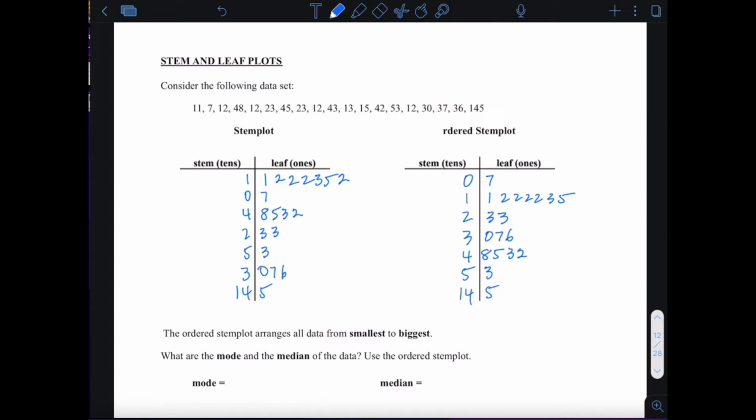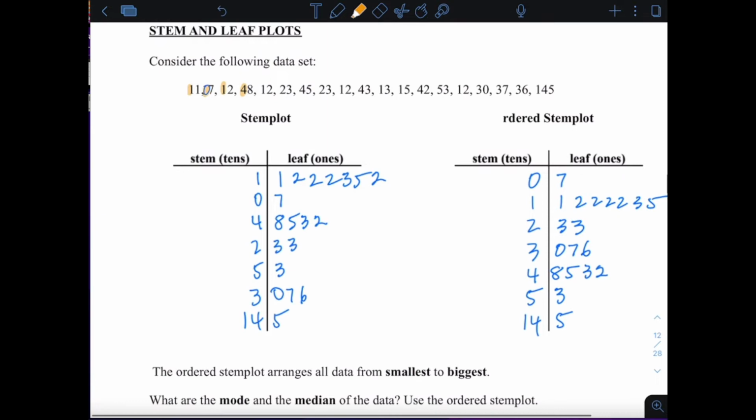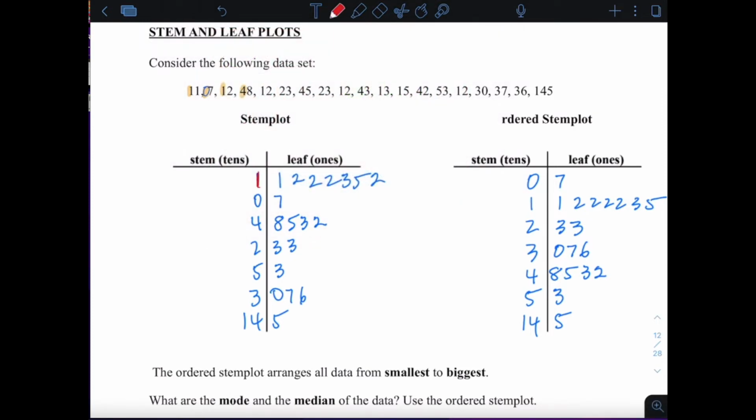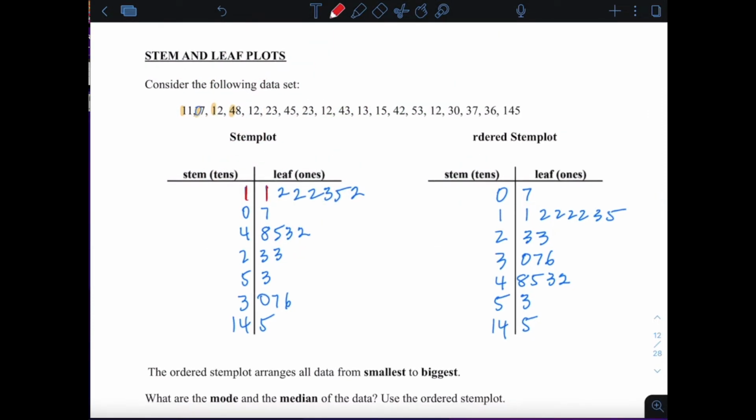So instead of writing, for example, 11, 7, and 12, what you would do is look at the first digit of these three numbers, and you would put all the first digits. So the first digit of 7 is actually 0. Okay, you look at the first digits and you put them in the stems column. So for example, with 11, I would write in a 1 here and a 1 here to identify 11. For 7, I'm going to write a 0 as my stem and a 7 as my leaf.